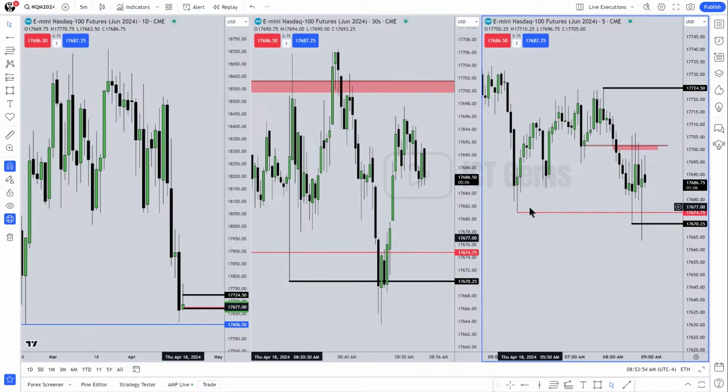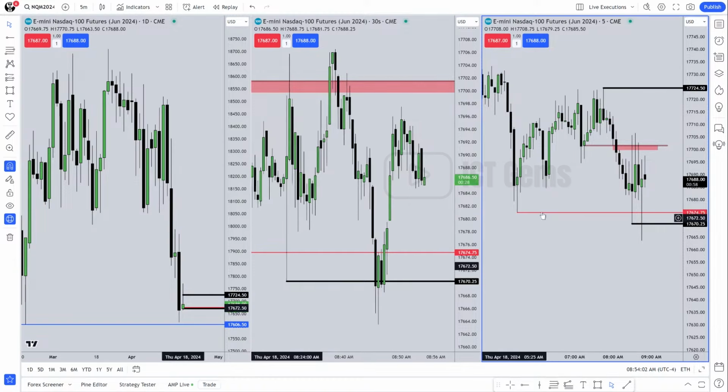But when we have both sides of the marketplace swept, we have it here, there, and that low's taken. So what has the market done? First, what has it done? It has bumped the buy side. Does it displace? Yes. Is it able to take out the low? Yes. So what is this?